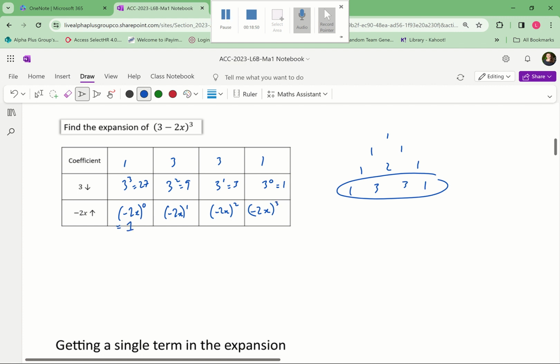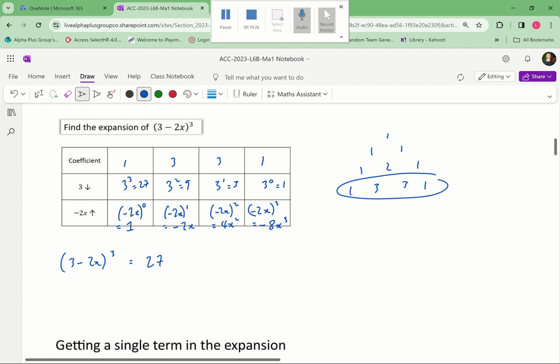So that will be 1, that will be minus 2x, that will be 4x squared, and this one will be, remember, minus 8x cubed. That's because I've got minus 2x times itself 3 times, so it's going to give me a negative answer. So watch out for the signs. That's a common thing that students seem to get wrong. Okay, so the expansion of 3 minus 2x to the power of 3 is going to be, well, this first term is going to give me 1 times 1 times 27.